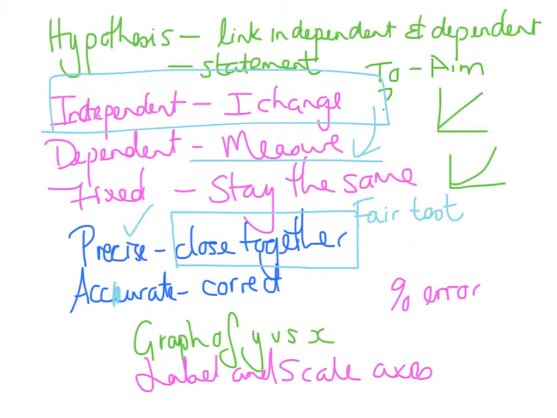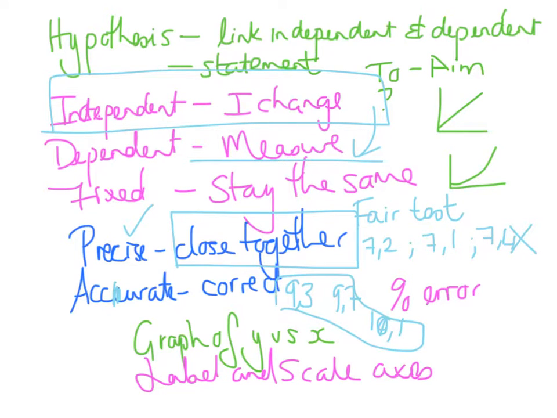So, for example, let's say you got 7,2 meters per second squared, 7,1 meters per second squared, 7,4 meters per second squared. You would have some precise information on gravitational acceleration, but it would not be accurate. However, if you got 9,3, 9,7, and 10,1, it wouldn't have been as precise, but those would be more accurate answers for gravitational acceleration.